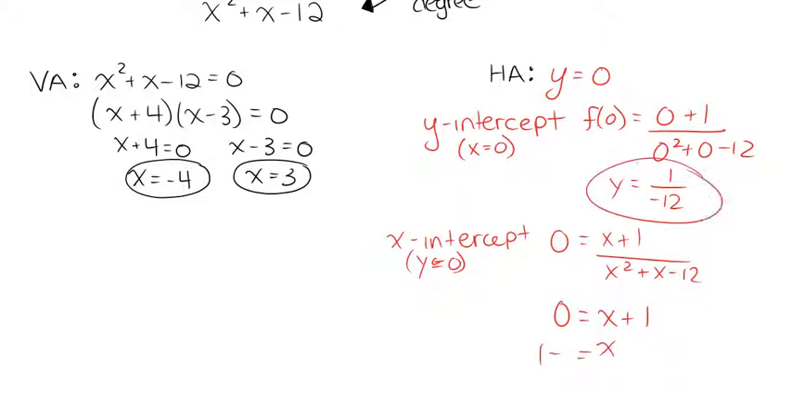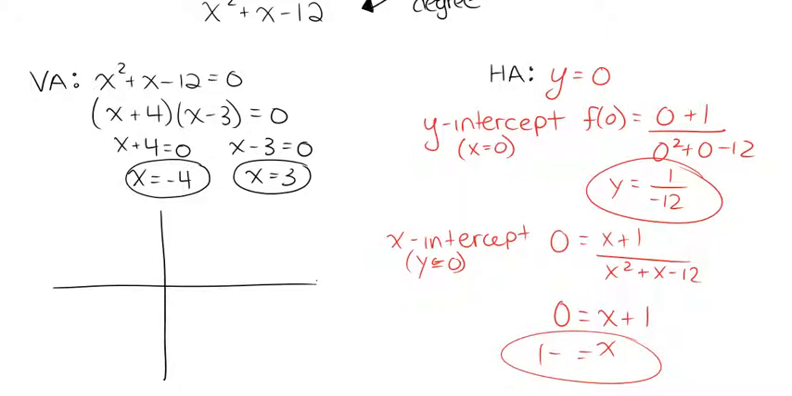Okay, so I got my y-intercept, my x-intercept, and my horizontal and vertical asymptotes. Let's graph this guy. My vertical asymptotes are at negative 4 and 3. And my horizontal asymptote is 0, so that's really awesome to plot. My y-intercept is a super small number, so I'm just going to stick it right there. And my x-intercept is negative 1. So I actually have an x-intercept, which tells me, I'm guessing, that my graph is going to look like this, I bet.